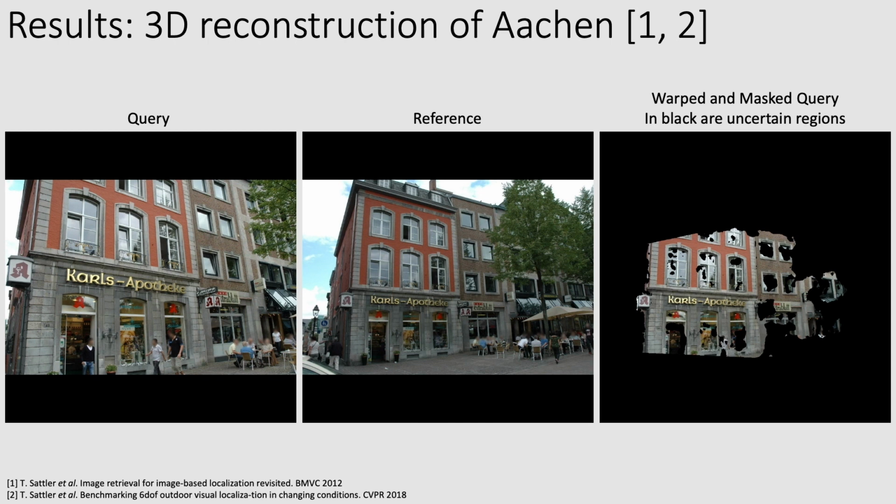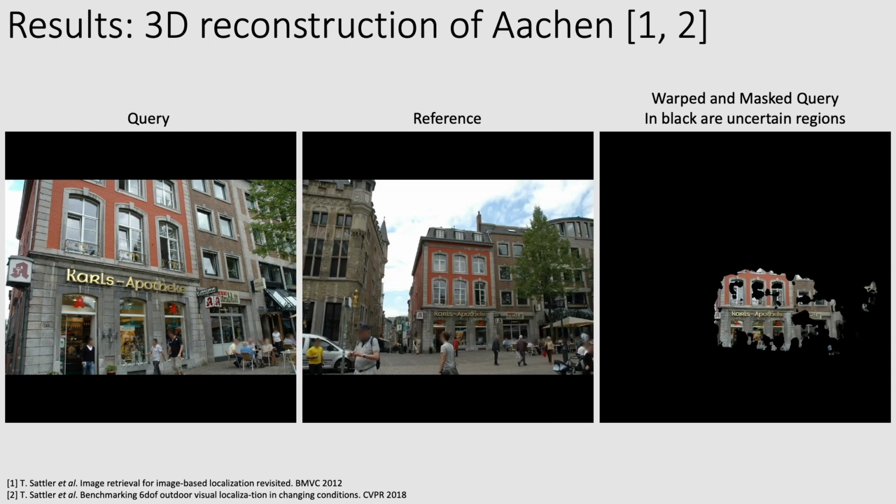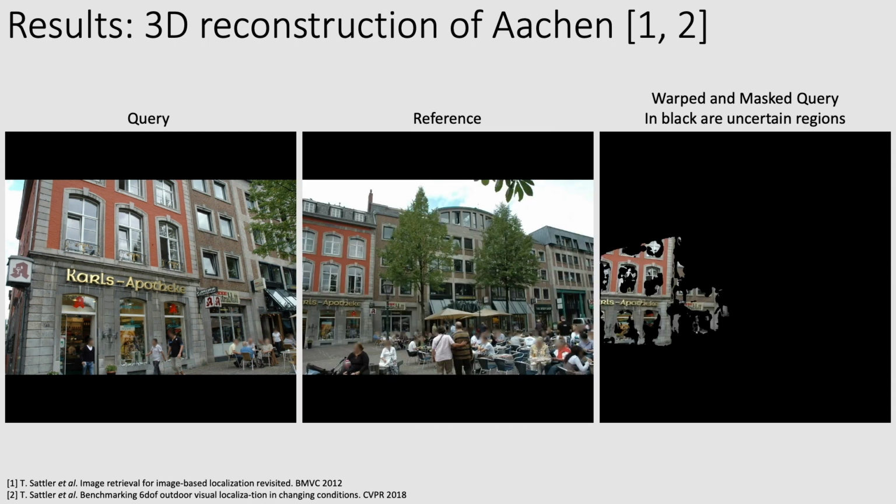The first step is to find dense confidence matches. We see that our approach finds matches even for large viewpoint changes. We then feed all of these confidence matches to Colmap, and this is the resulting 3D reconstruction of the Aachen city. We see here that buildings are reconstructed with high quality.